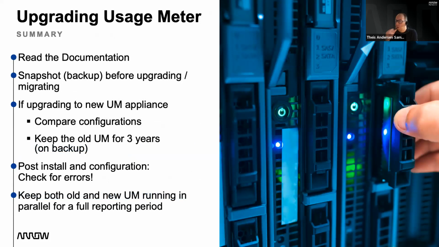And even if you're going to do an in-place upgrade, snapshot before the upgrade or migration. So just making sure you can roll back to a consistent state. If you're upgrading to a new appliance, compare configurations again. Make sure you keep the old usage meter for documentation purposes for at least 3 years. You can keep them on a backup. It's not a big appliance or anything. So just make sure you keep it for 3 years because it's a requirement of the program.